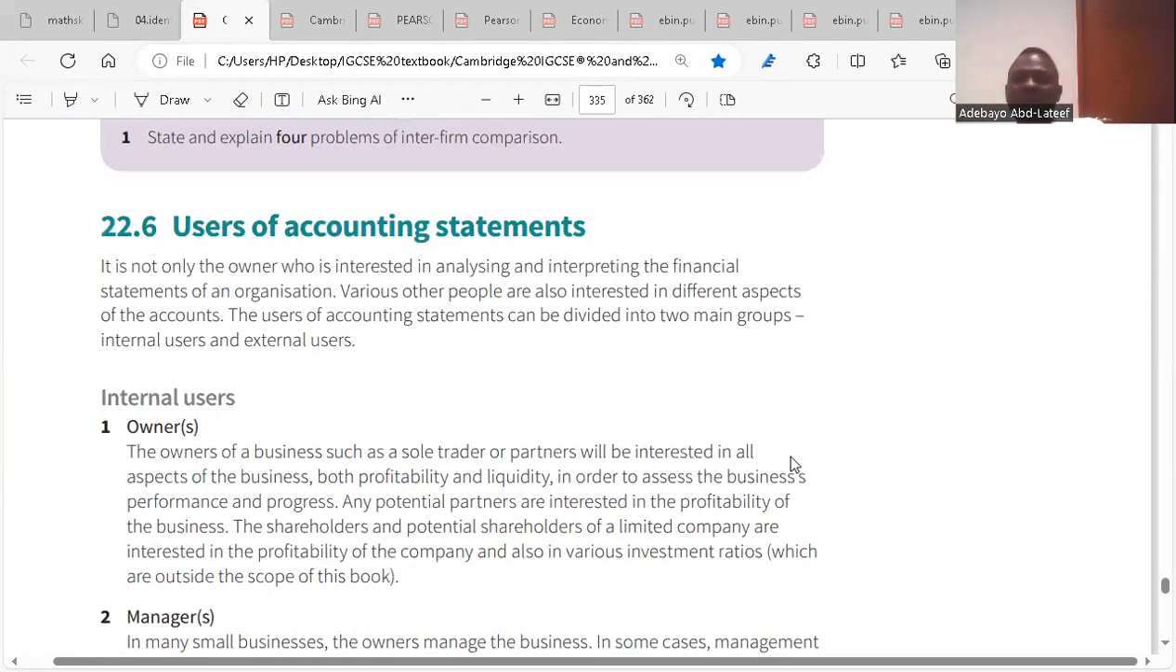So we go to users of accounting statements. Are you there? Yes. When you talk about users of accounting statements, we're talking about users of financial statements. Who are they? Number one, we have owners. These are internal users.